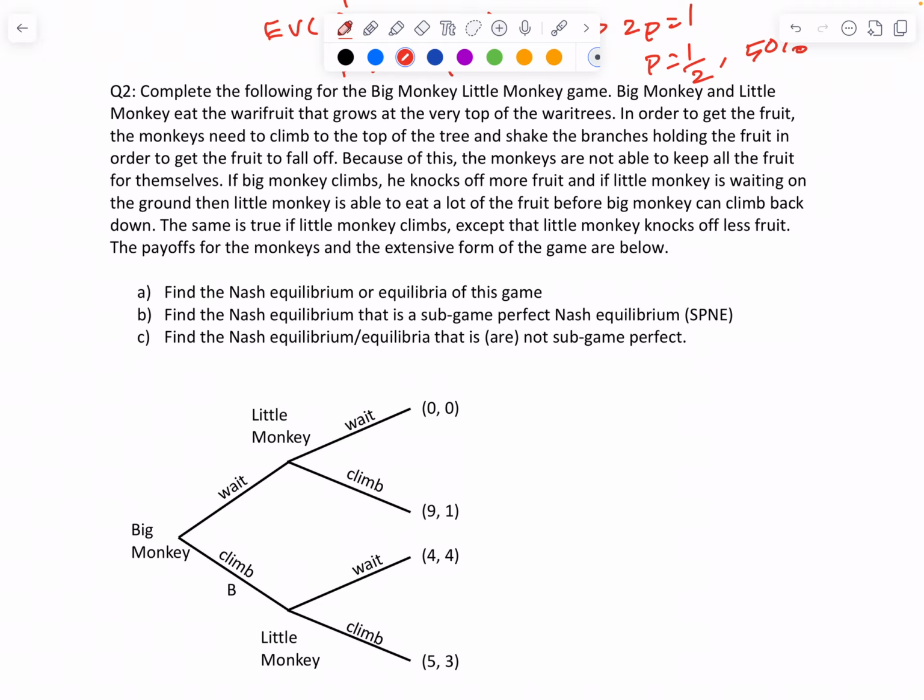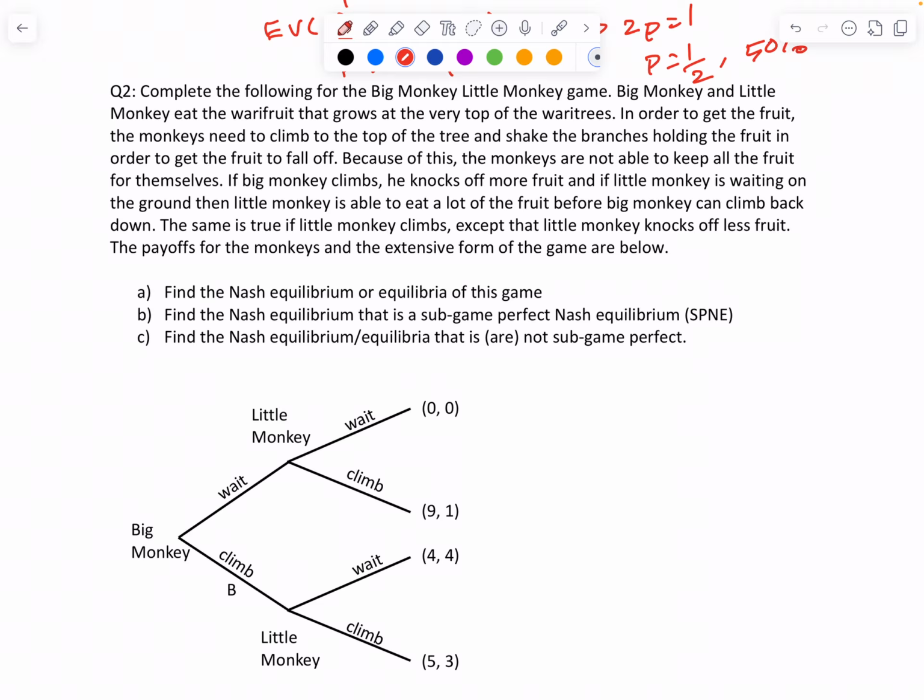If little monkey's hanging down on the ground, little monkey gets to start eating the fruit before big monkey can climb back down. And same thing, if little monkey climbs up to the top of the tree and shakes the branch, fruit falls down, big monkey gets to eat the fruit before little monkey can come down and start eating the fruit. Now the big difference here is that big monkey is big and he can shake the branch and get a lot of fruit, whereas the little monkey, if he climbs up to the top of the tree, then when he shakes the branch, not as much fruit falls down, right? And so that's kind of the outcome of the game.